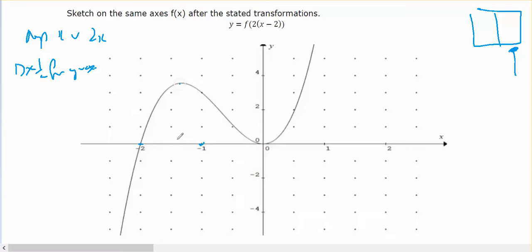This is around about 1.4, will go to about there. That stays where it is. That's going to go to there, end up with something that looks like... and then x minus 2, I replace x with x minus 2.